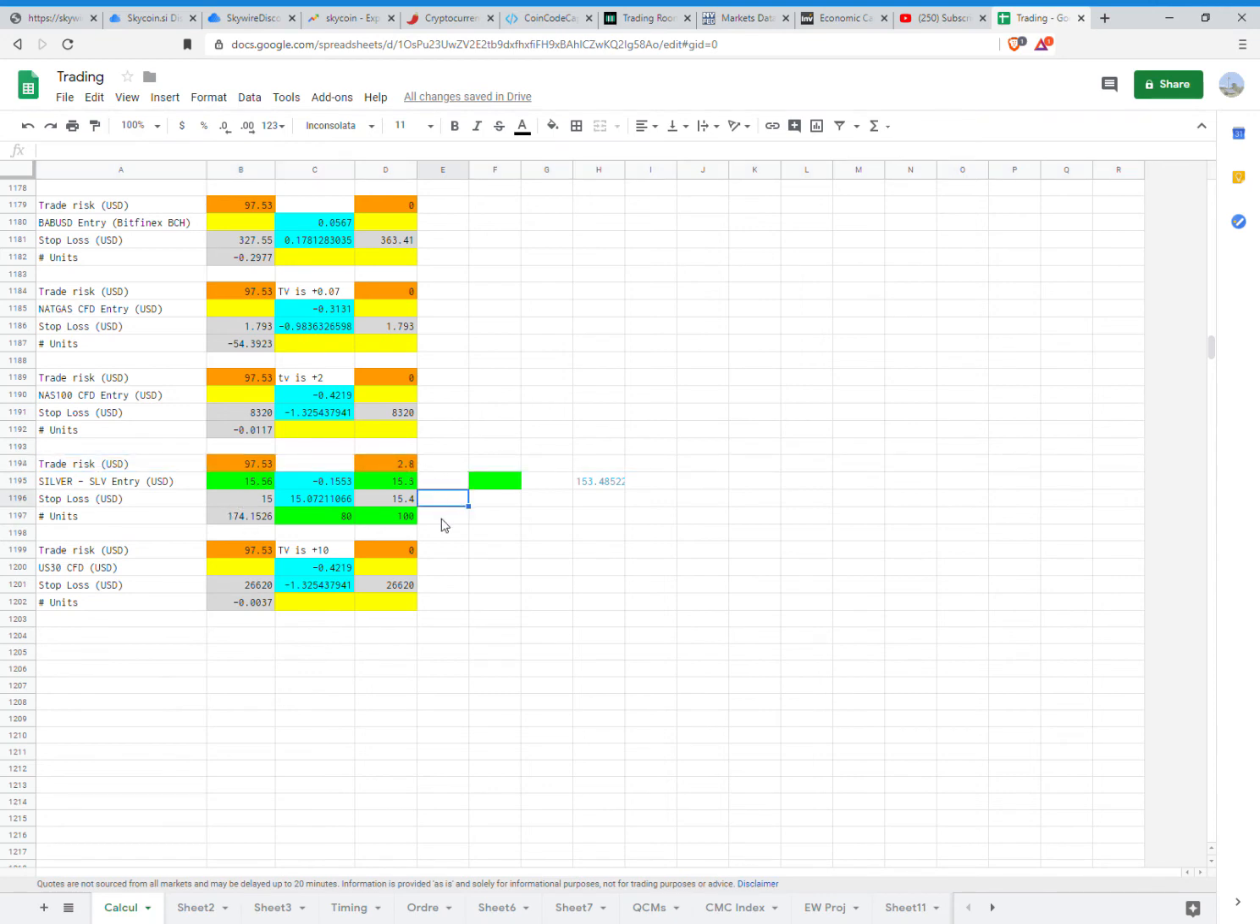Okay, and then the next one I want to show is a partial take profit. So I'm about to say, okay, I have 180 items, and I want to take 25% off the table, and that would be done like this. What I do is I copy these cells over. I'm gonna reset those to yellow for now.